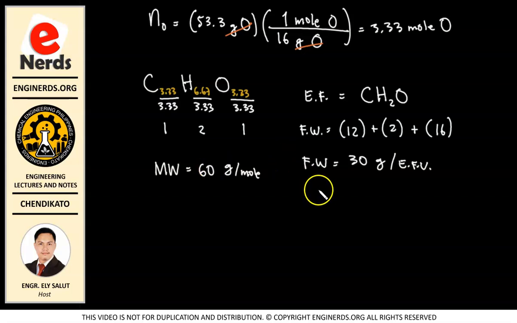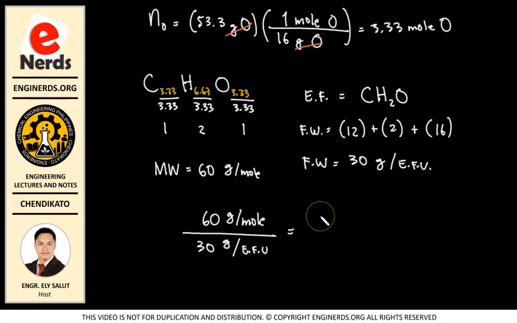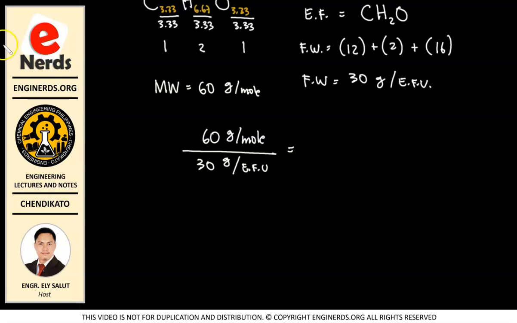Now, we need to determine what is the empirical formula unit per mole. To do that, you need to divide this. We have our 60 grams per mole divided by 30 grams per empirical formula unit. From here, as you can see, the unit grams will be cancelled out. So our final unit here will be empirical formula unit per mole. 60 divided by 30 is equal to 2.